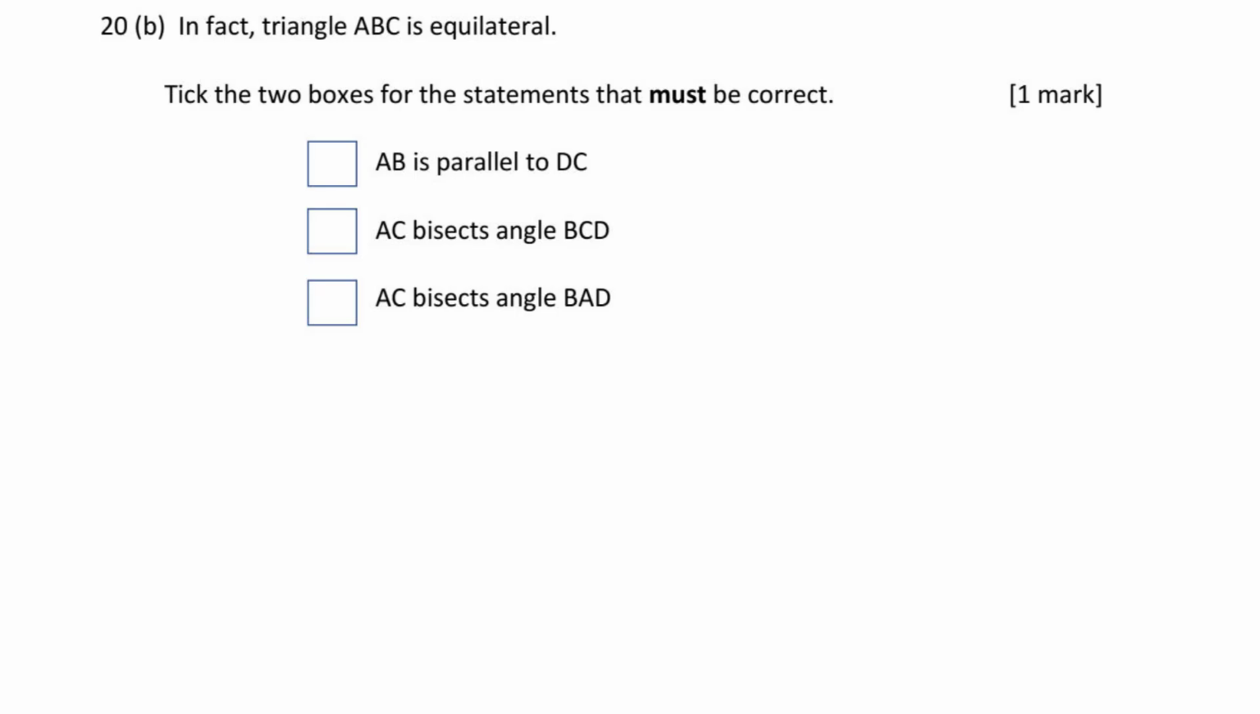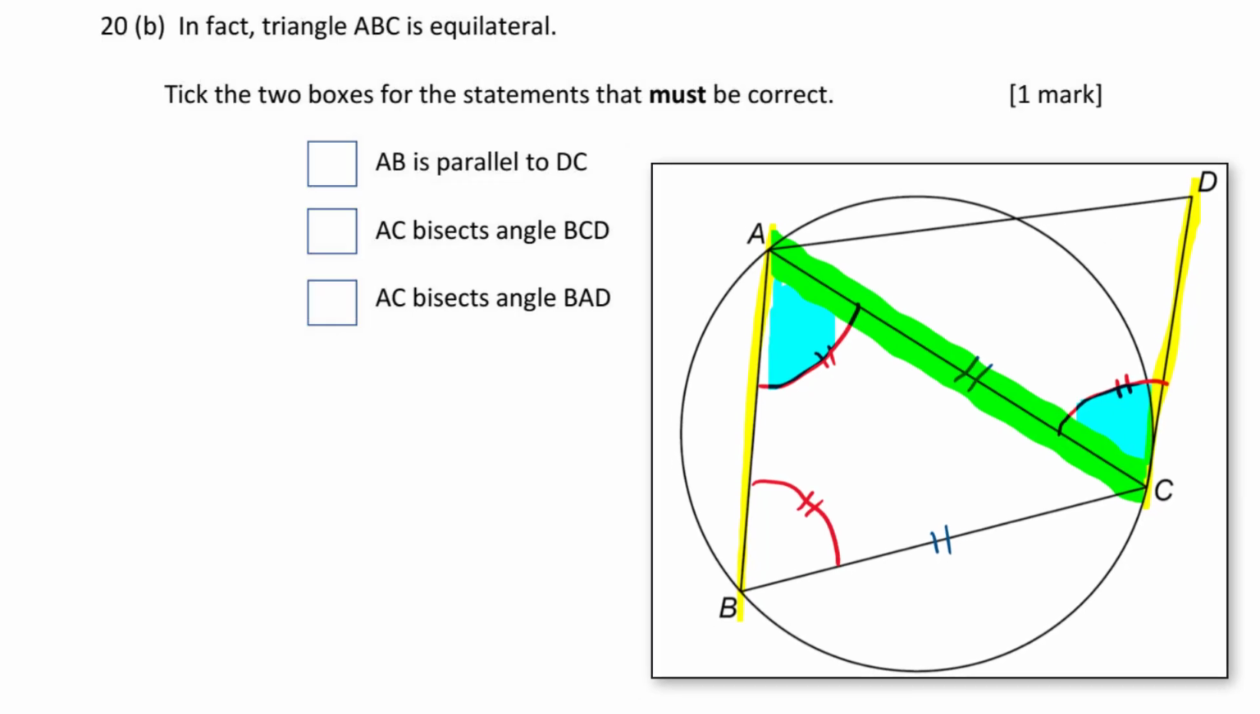20b. In fact, triangle ABC is equilateral. Tick the two boxes for the statements that must be correct. AB is parallel to DC, AC bisects angle BCD, or AC bisects angle BAD. Let's go back to our diagram and add in the extra information. So if it's actually not an isosceles triangle, it's an equilateral triangle, then also that length is equal, and also that angle is equal. They're all equal to 60, aren't they? 60, 60, 60, 60. Okay, so now what do we know?